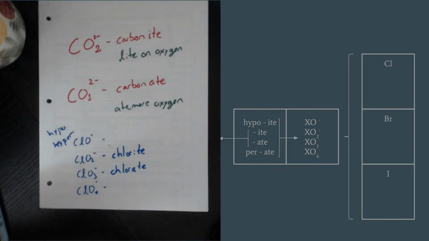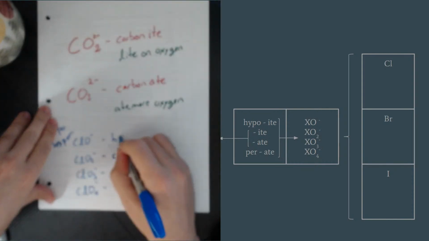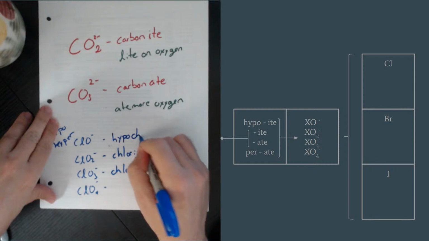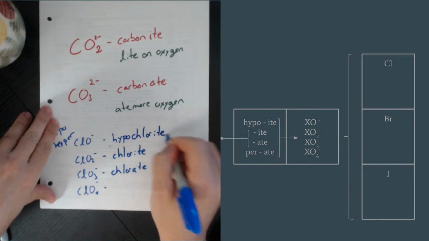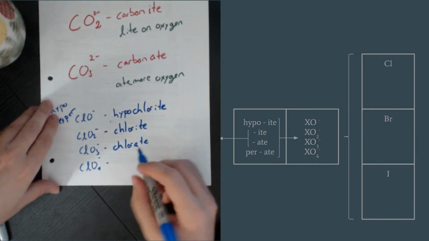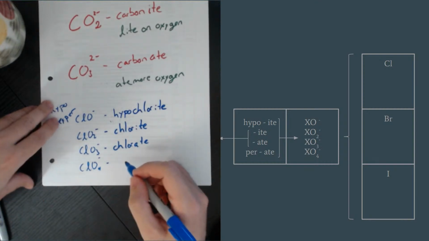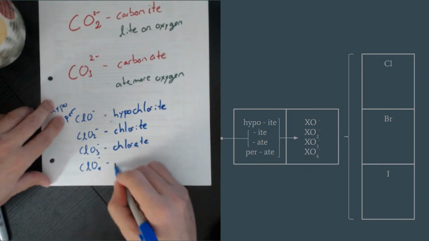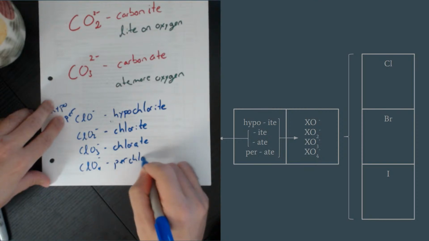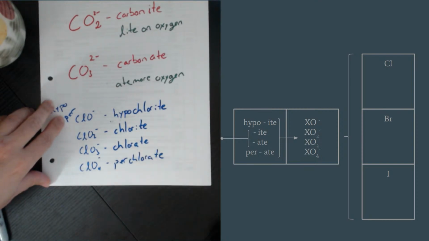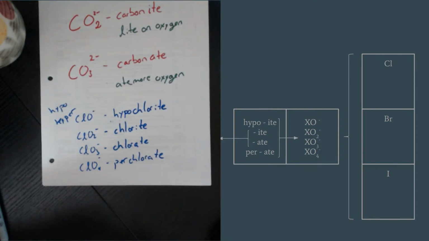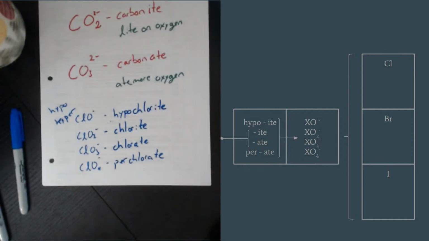So that's how we indicate even fewer oxygens: hypochlorite. And when we have even more oxygens, it's not hyper, it's just per. So perchlorate. The 3 halogens, chlorine, bromine, and iodine, they all do this. So you could have hypobromite, you could have periodate, right?